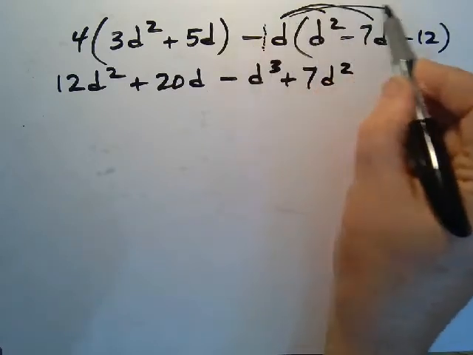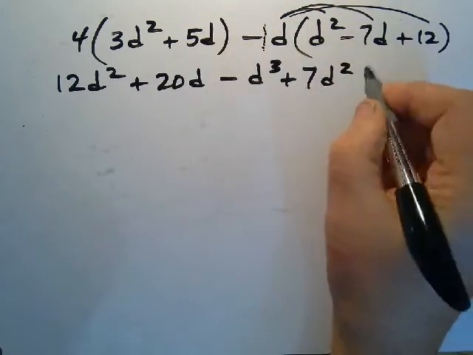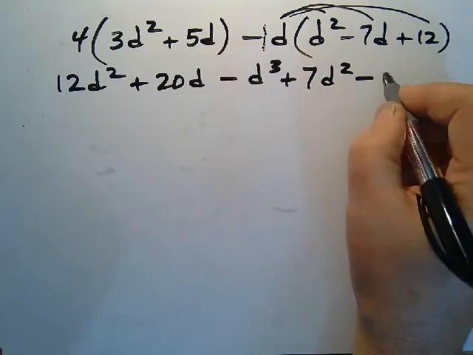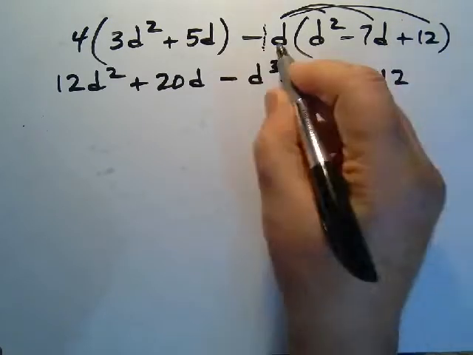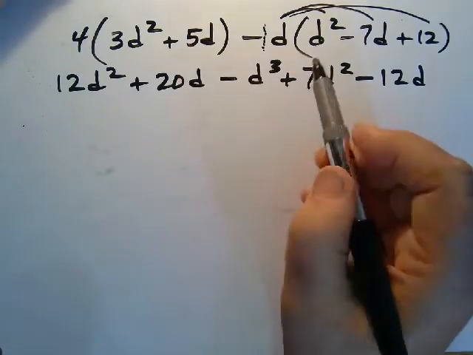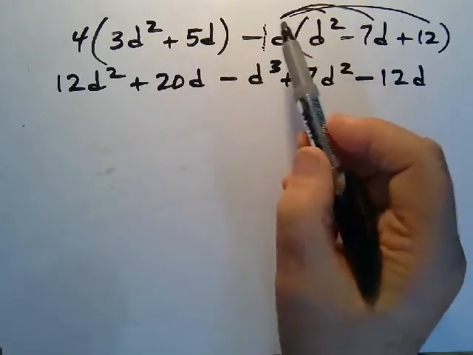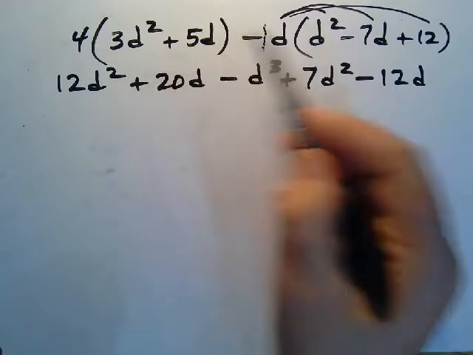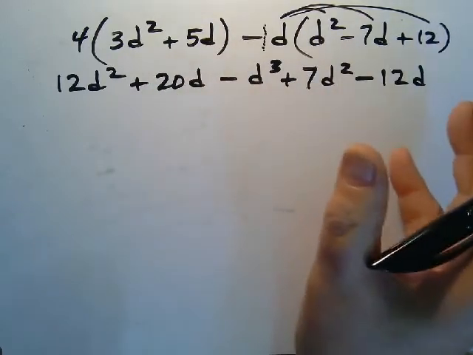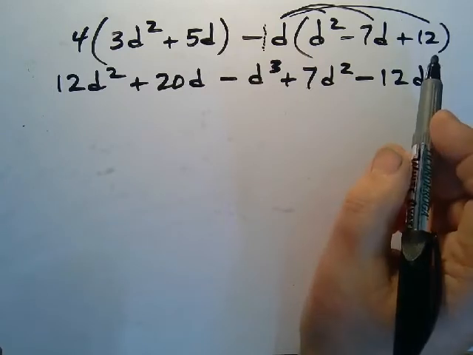Now the third guy, negative 1d times 12. Well, negative times positive is negative. 1 times 12 is 12, and then the d comes along for the ride. Now double check everything before you move on. Now notice the reason why we had to multiply that in is we can't add anything together when there's a parentheses in the way. They kind of limit us. It's like a barrier, you know.